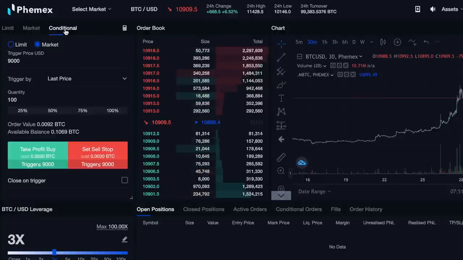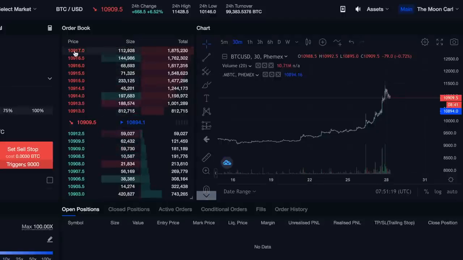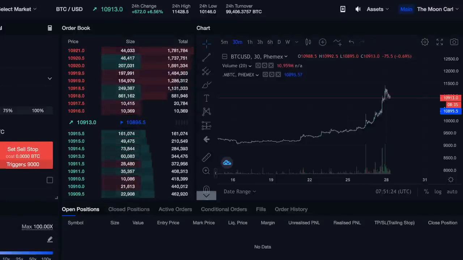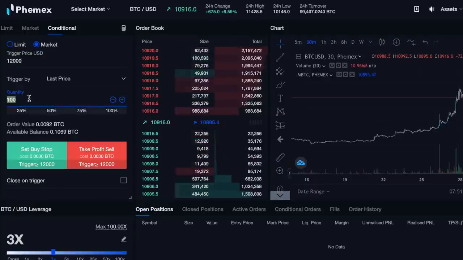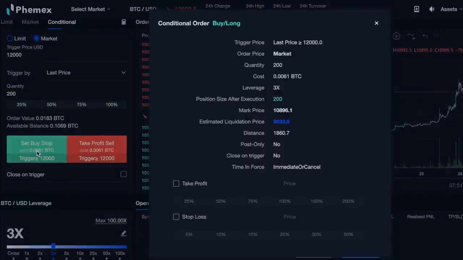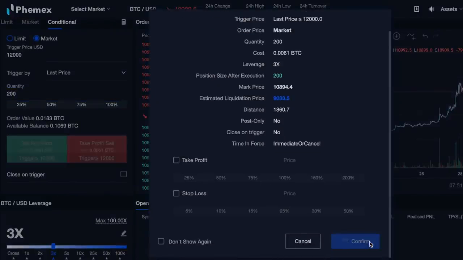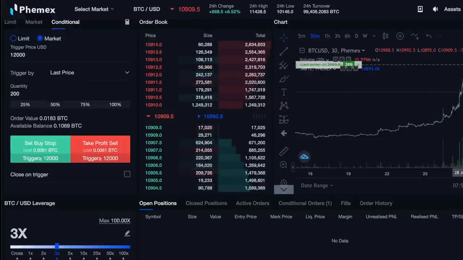Conditional orders, that's a different thing. So Bitcoin is at 11,000. Let's say you want to buy when Bitcoin goes above $12,000. In that case, you need to put in a conditional order. You can use a limit conditional or a market conditional. It's called a conditional because basically it's condition based. You will enter into a position based on a condition. For example, we set the condition here. Let's say we want to buy when Bitcoin goes above $12,000. We want to buy 200 contracts and on 3x leverage. Then click buy here. You click and then click confirm. And there you go. Now we have an order up here at 12,000. So if Bitcoin goes up there, then we will enter into a position.